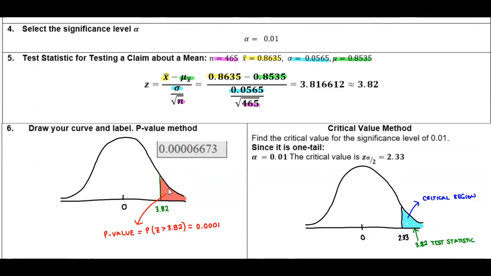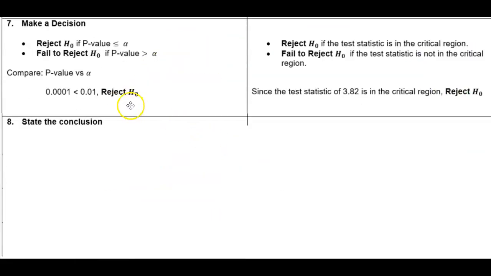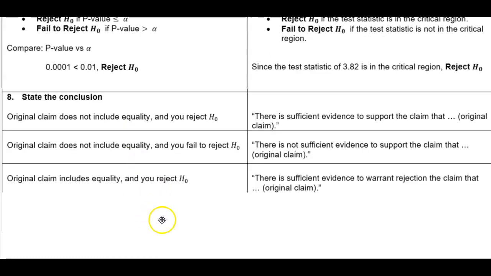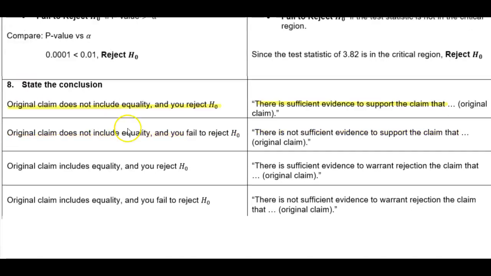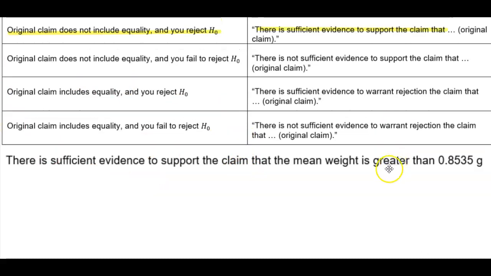Okay, now let's go back up to the claim. The claim is that it's greater than, and we ended up rejecting the null hypothesis. Out of these 4 possibilities for our conclusion, we would look at the first one, because the original claim does not include the equality, and we rejected the null hypothesis. So we would say the following: there is sufficient evidence to support the claim that the mean weight is greater than 0.8535 grams.